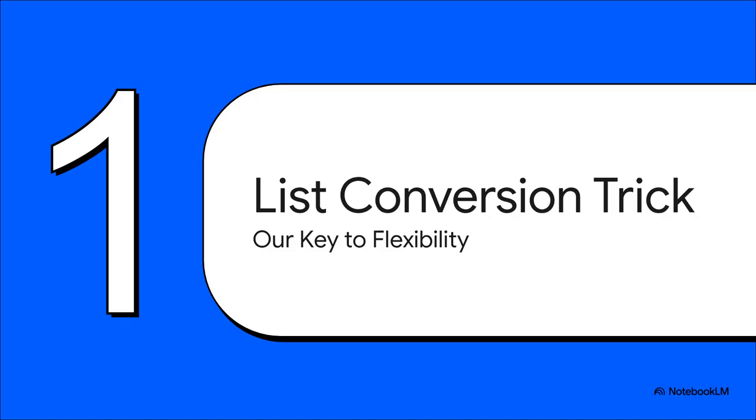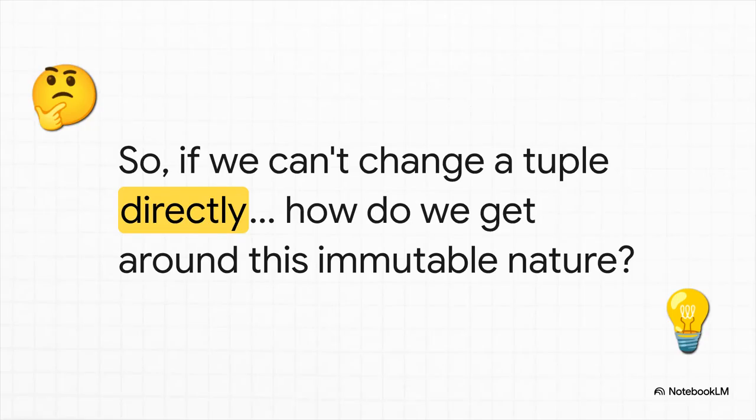Okay, so if they're designed to be unchangeable, what do we do when we actually need to make a change? Well, that brings us to the main event of this explainer, a simple but really powerful workaround I call the list conversion trick. This is the million-dollar question, isn't it? We know the rules say tuples are immutable, but we still have a job to do. The secret isn't about breaking the rules. It's about, well, temporarily stepping outside of them.